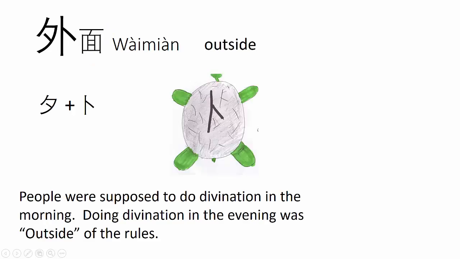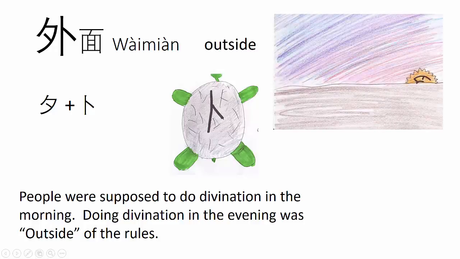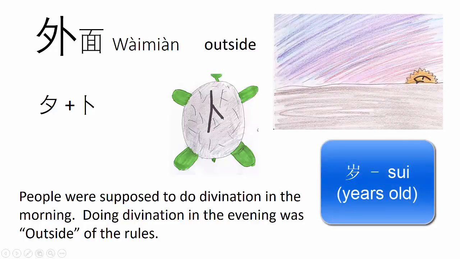后边. 后 means behind. I have nothing to help you. There's a mouth radical. Good luck. Notice in the biens you have a motion radical and a strength radical. 外面 means outside. 外 has the divination radical and the evening radical, which we've seen before in the character sui.